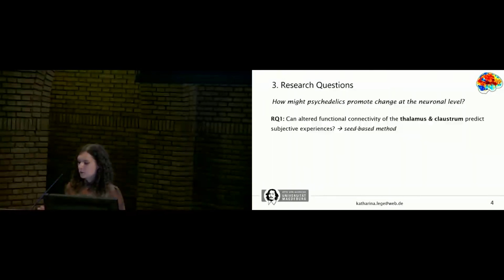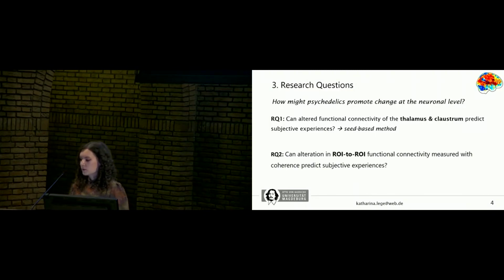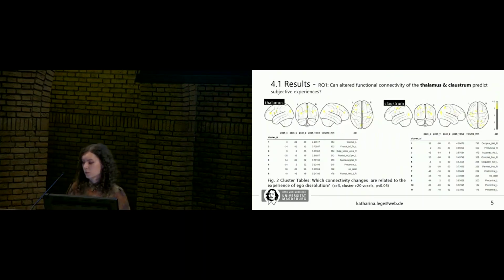Therefore, my first question was: can the altered functional connectivity of the thalamus and the claustrum predict the subjective experience? Here I used a seed-based method. And with my second question, I'm asking: can the alteration in region-to-region functional connectivity, measured with coherence, predict the subjective experience? So let's dig right into the results for the first question.